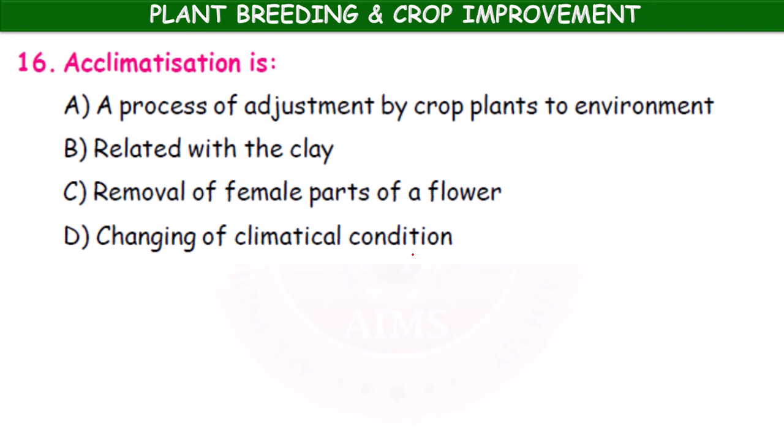Acclimatization: what is the meaning of the term acclimatization? A process of adjustment by the crop plants to environment. Acclimatization is related with the clay, or it is nothing but the removal of female parts of a flower. The term related to changing in the climatic condition. Okay, it is the first one. The process of adjustment of the crop plants to environment is called acclimatization.